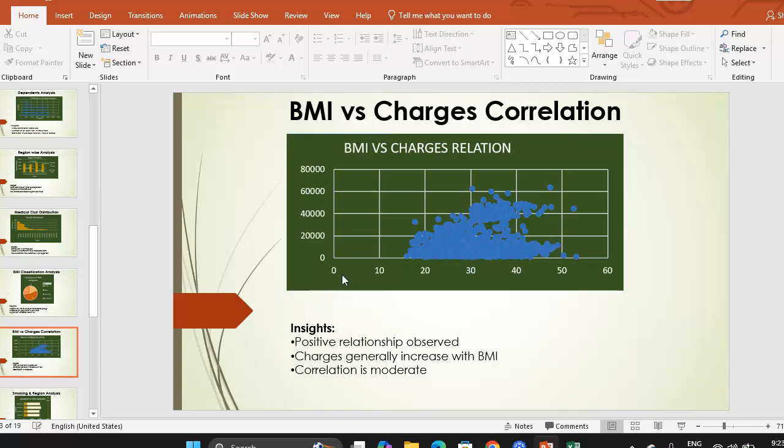Now, the BMI versus charges correlation. To study the relationship between BMI and medical charges, I created a scatter plot. The chart indicates a positive relationship between BMI and healthcare expenses. As BMI increases, medical charges generally tend to increase. However, the relationship is moderate rather than extremely strong. This suggests that BMI influences healthcare costs but does not have as much impact as smoking.